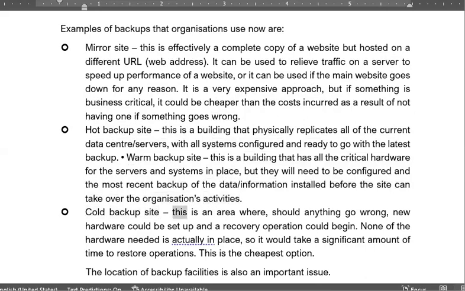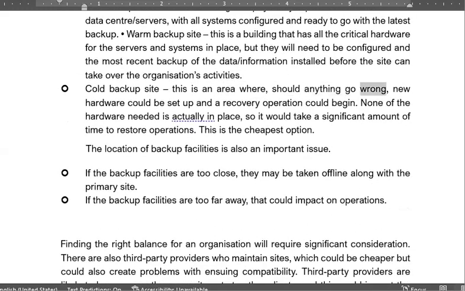Cold backup site. This is an area where, should anything go wrong, new hardware could be set up and a recovery operation could begin. None of the hardware needed is actually in place, so it would take a significant amount of time to restore operations. This is the cheapest option.